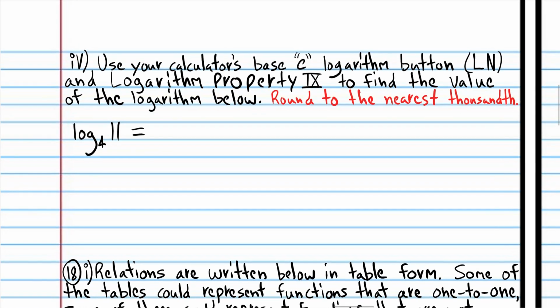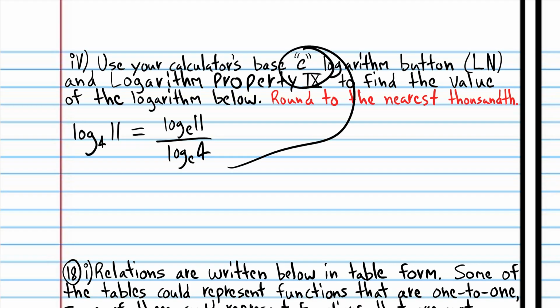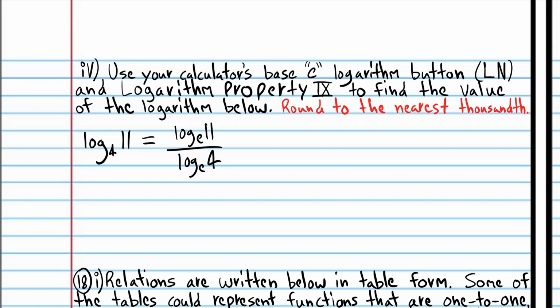So let's say that we are in that situation, then we're going to change to log base E of 11 over log base E of 4. We're told to use the base E function. We could also use base 10 because calculators always have either base E or base 10 if they're sophisticated enough calculators. But remember, we don't write log base E. We write ln. Okay, so now we can use our calculators.